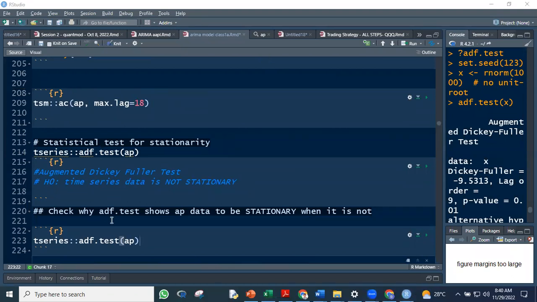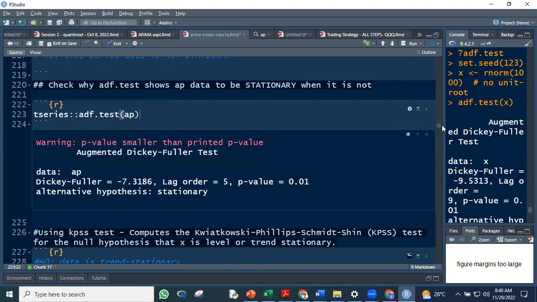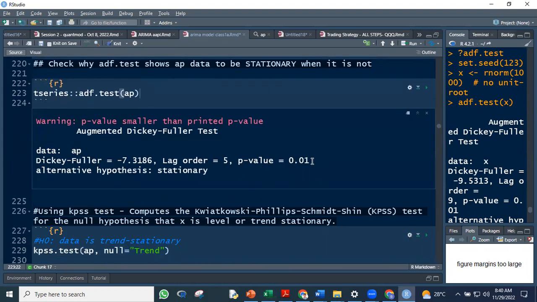Bakit yung ADF test natin dito, it tells us that the series is stationary when in fact it's not. Diba? Ito, p-value is 0.01. So we reject the null hypothesis na hindi siya stationary. Ang alternative niya is stationary siya. So, pero yung tinest naman natin kanina, yung sa random number, okay naman siya.